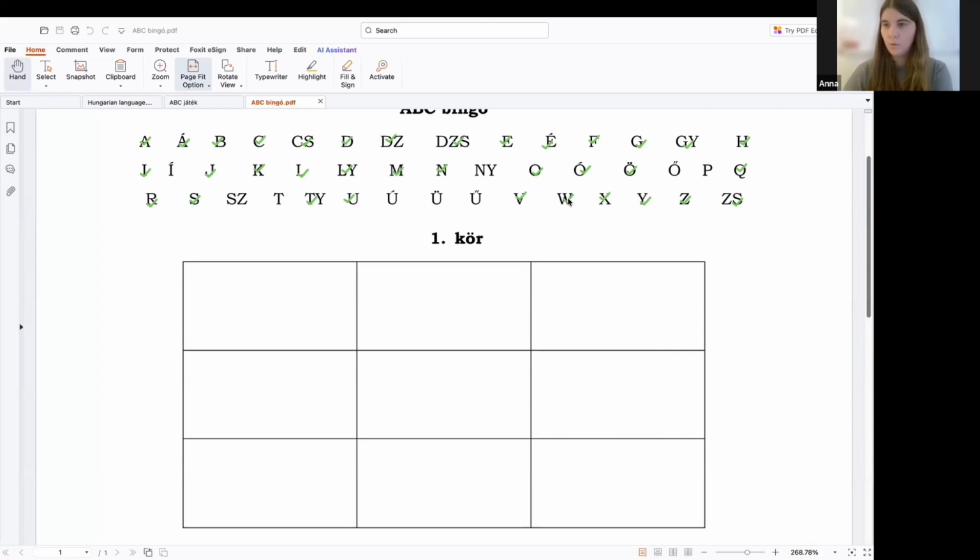U. Okay, now we have three next to each other. U, this is the long U. Ñ, and Y. U. Okay, that's the short U. This one here. P. I. The long I.